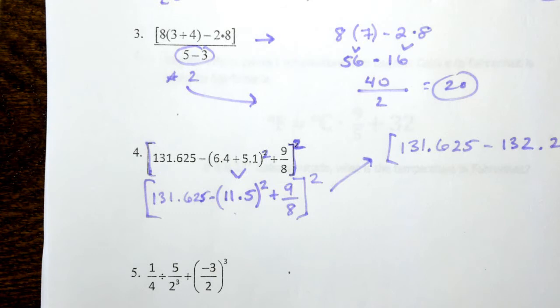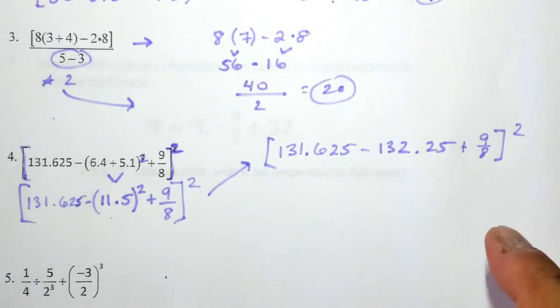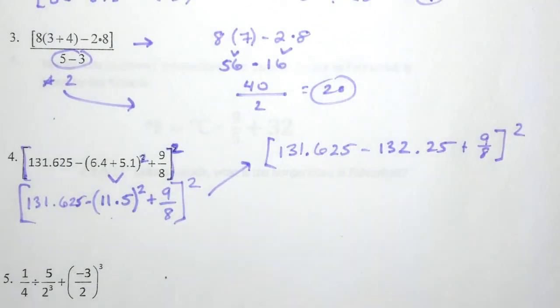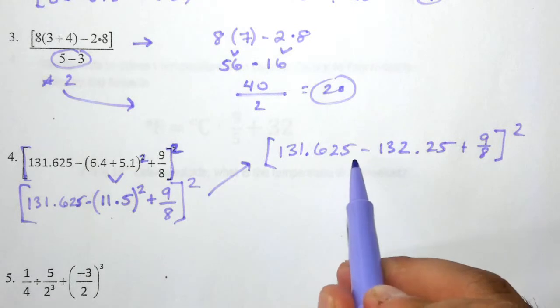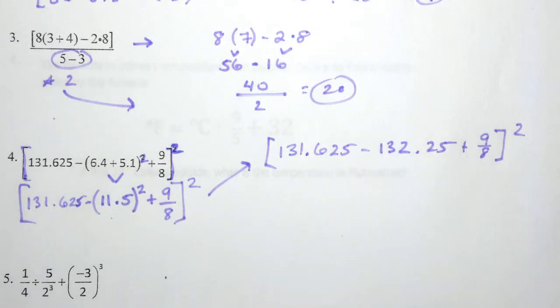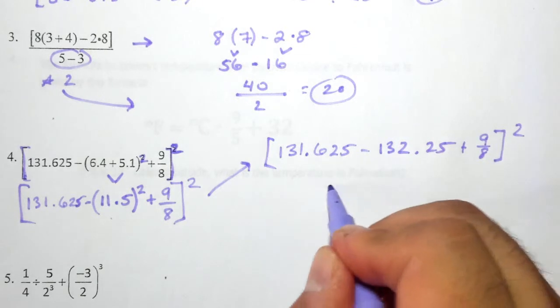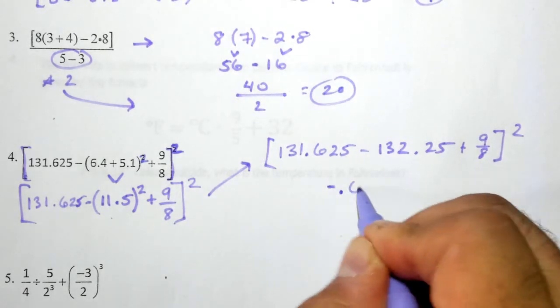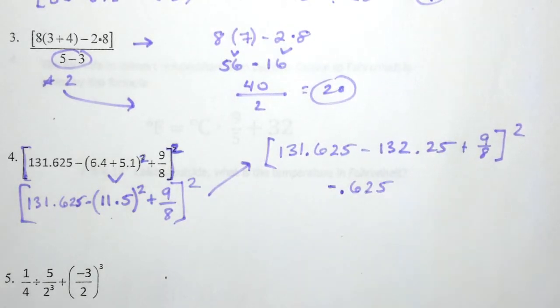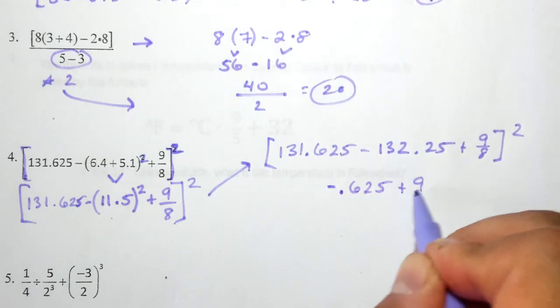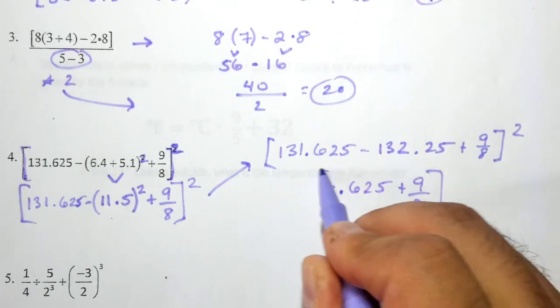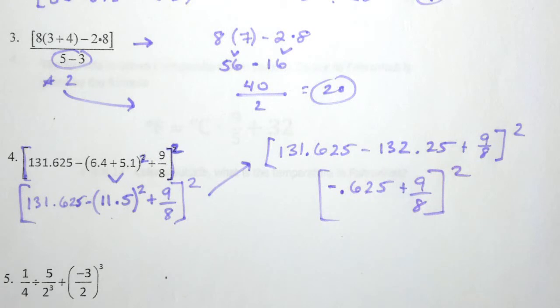Exponent on the outside. Don't lose your little pieces of the puzzle as you go. Next thing we're going to do is subtract. So 131.625 minus 132.25 is negative 0.625 plus 9 over 8. The whole quantity will be squared.